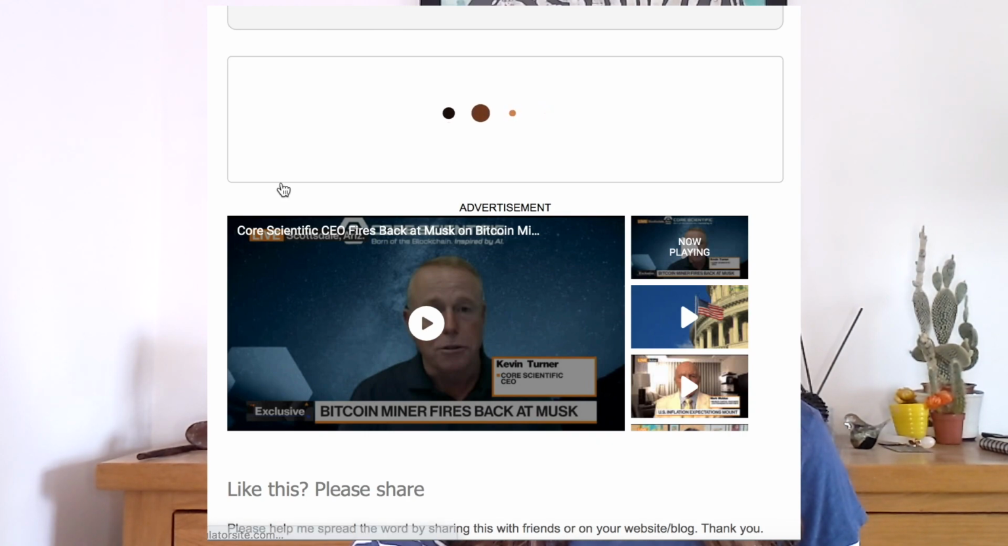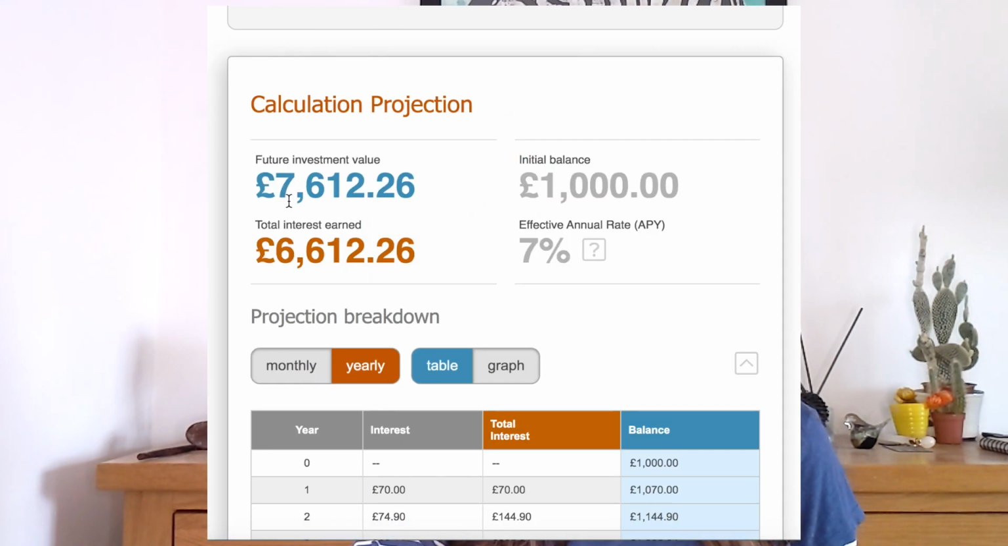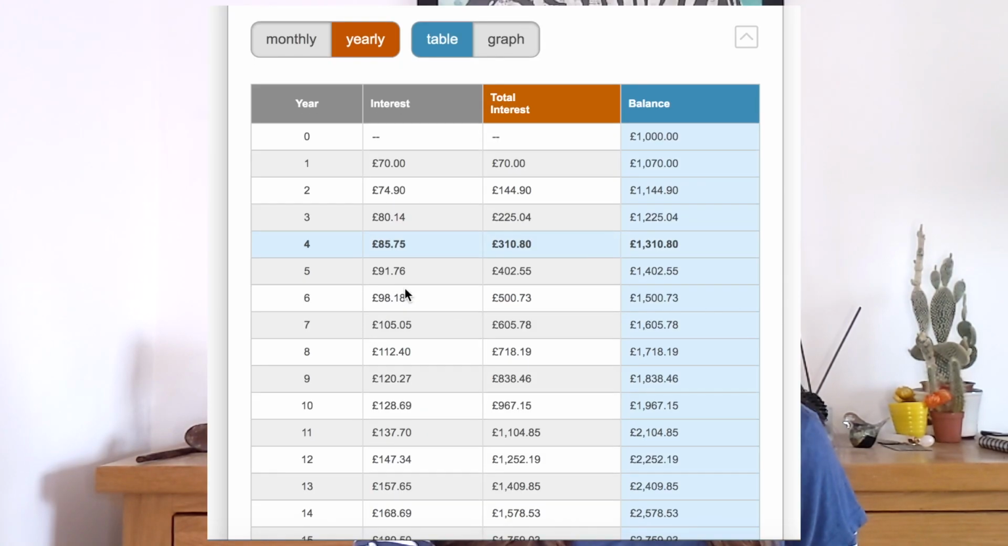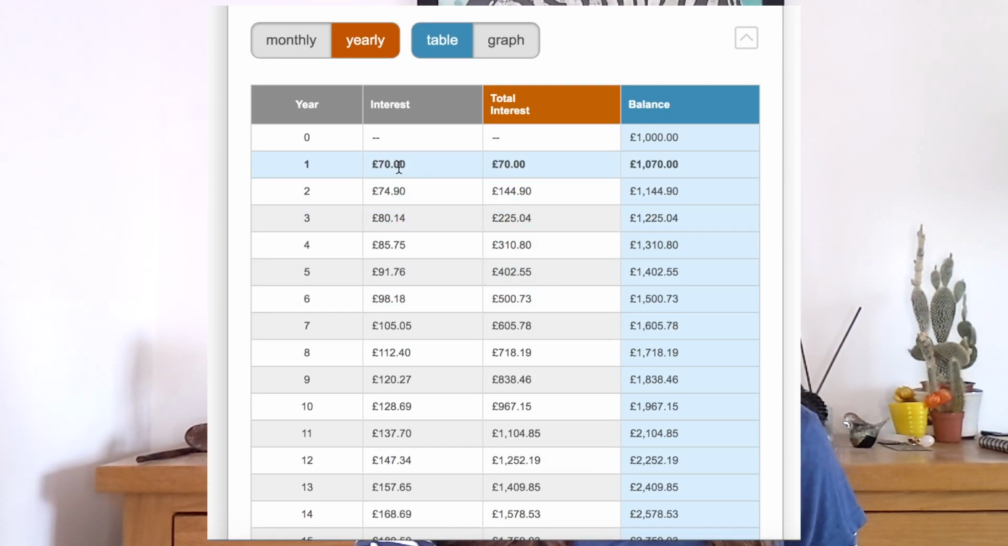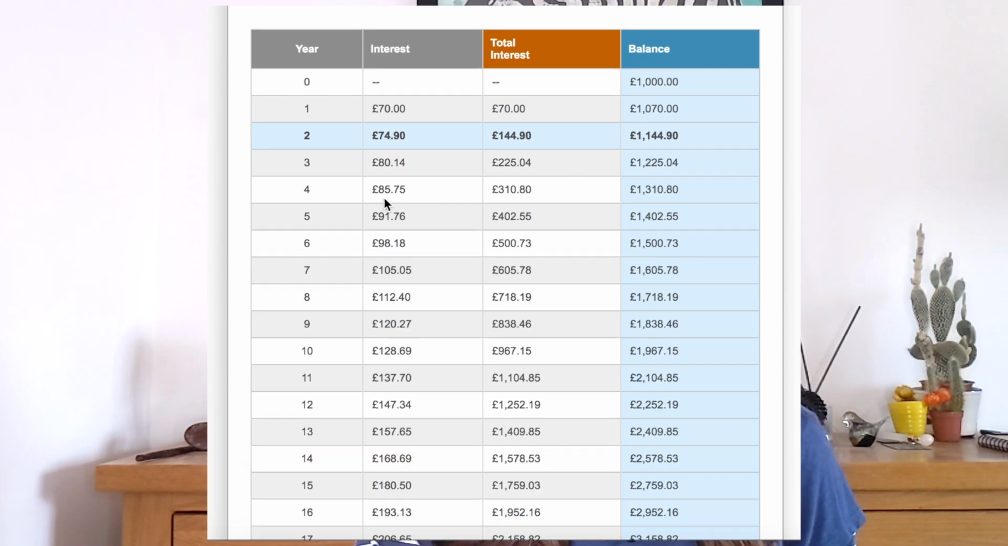At the end of the term, we will receive a total of £7,620. This return on investment is twice as high as the original sum that we saw when we were calculating just normal simple interest. And if we look down at the table, we see that in the first year we received the same £70 of interest, but in the second year we already received nearly £75 of interest.